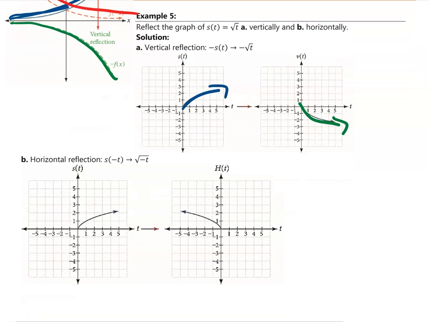Then horizontal reflection, again, this is the square root of x. That becomes this. That is about the y-axis. You reflect it about the y-axis.